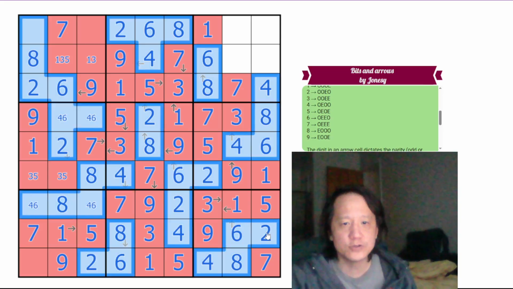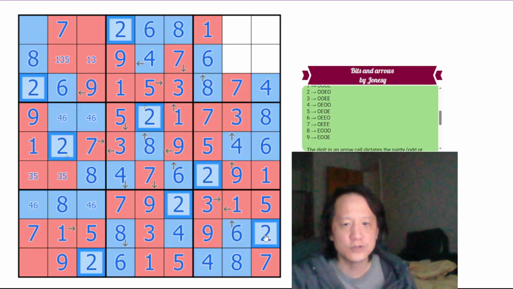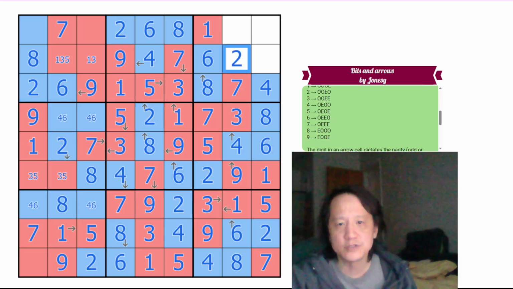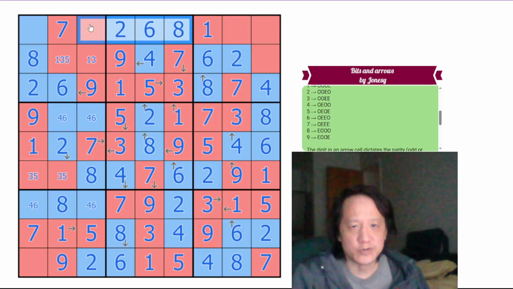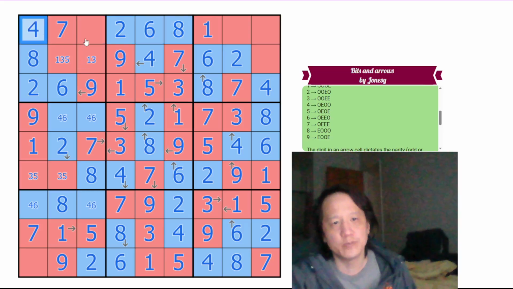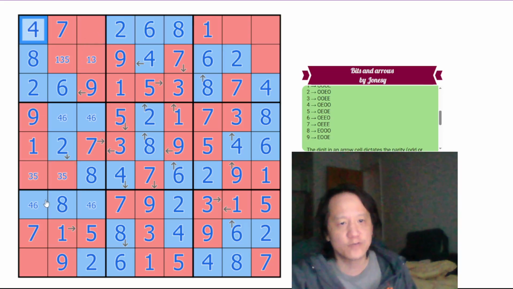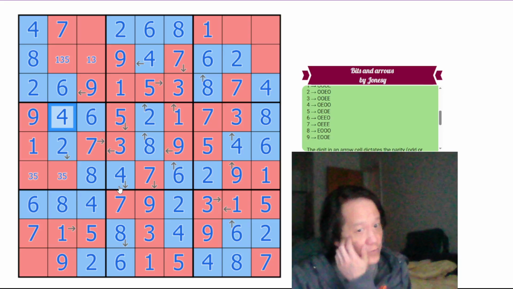We have 4 evens in column 3, so this must be odd. We have 8 twos, so where's the last 2? It has to be here. So this is 2 and it's even, which means the rest of the box is odd. And now we just do normal Sudoku. This is the 4 because we have 2, 6, 8 already accounted for. 4 means this is 6, which makes that 4, which makes this 6, which makes that 4.